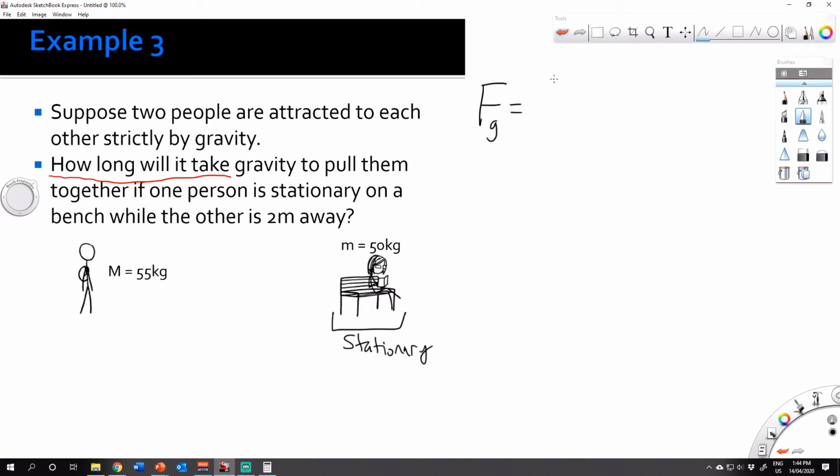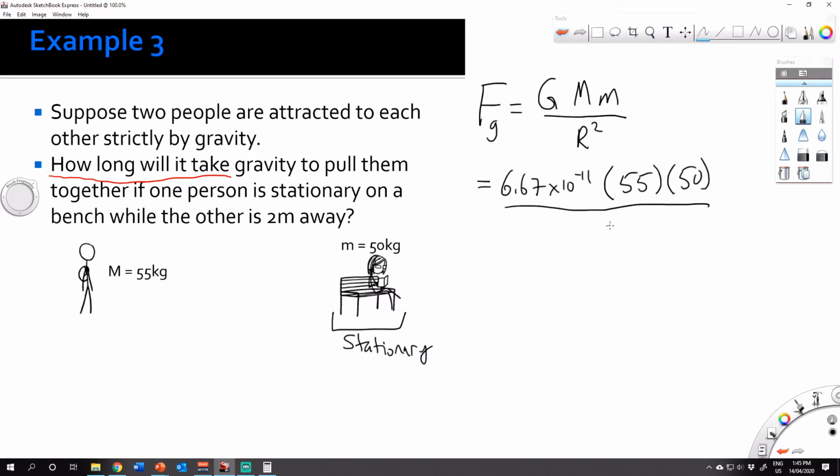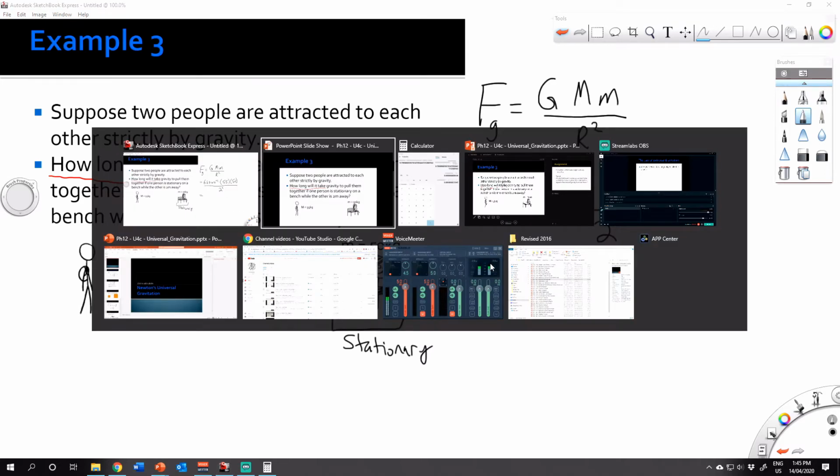We can calculate the force of gravity in much the same way as example 1. So F equals G m1 m2 over r squared. So let's do that first. I will skip writing the units because we have shown you how they cancel out. One person weighs 55 kilograms, one person weighs 50 kilograms, and they are separated by a distance of 2 meters. All right, let's calculate this out.